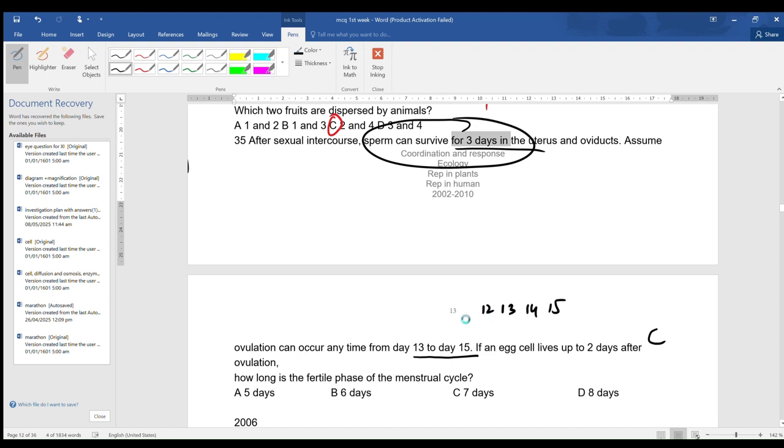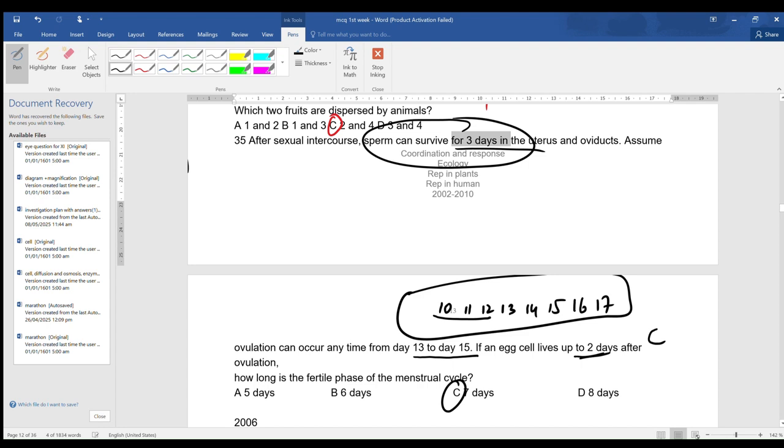So therefore 12, 11 and 10, this is the survival period of sperm, and egg can live up to 2 days to 16 and then 17. So how many days are there? That will be 7 days. Therefore 7 is the correct answer. Okay, so 13, 14 and 15 ovulation period, 3 days. Sperm can survive till 13. This sperm can also survive till 14 or 15, and same when the ovulation will occur, this egg can survive till 16, this egg can survive till 17. Therefore 10 till 17 will be the fertile period.